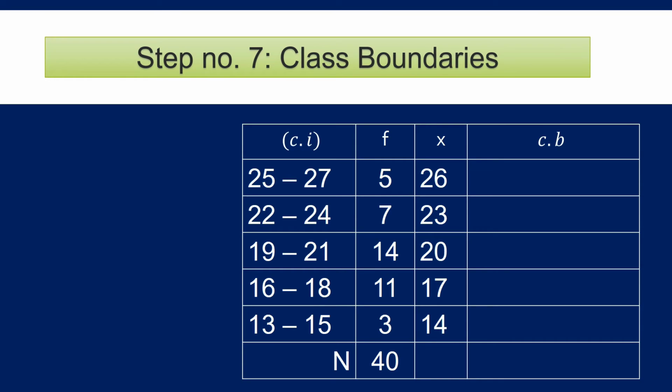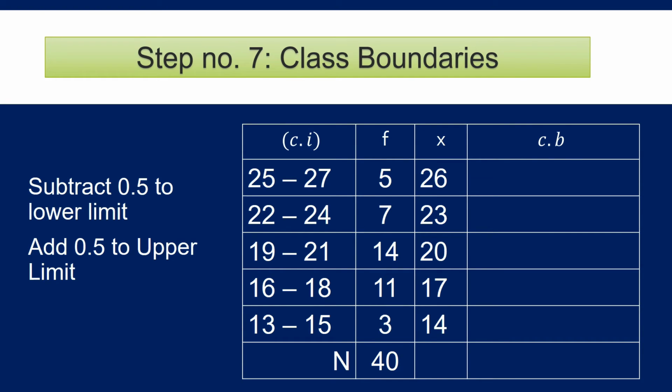Step number 7 is class boundaries. This is how to get the class boundaries. We will subtract 0.5 from the lower limit and we will add 0.5 to the upper limit. So on the first class interval, the lower limit is 13, subtracted by 0.5, so that is why I have here 12.5, and adding 0.5 to the upper limit, that is why we have there 15.5.